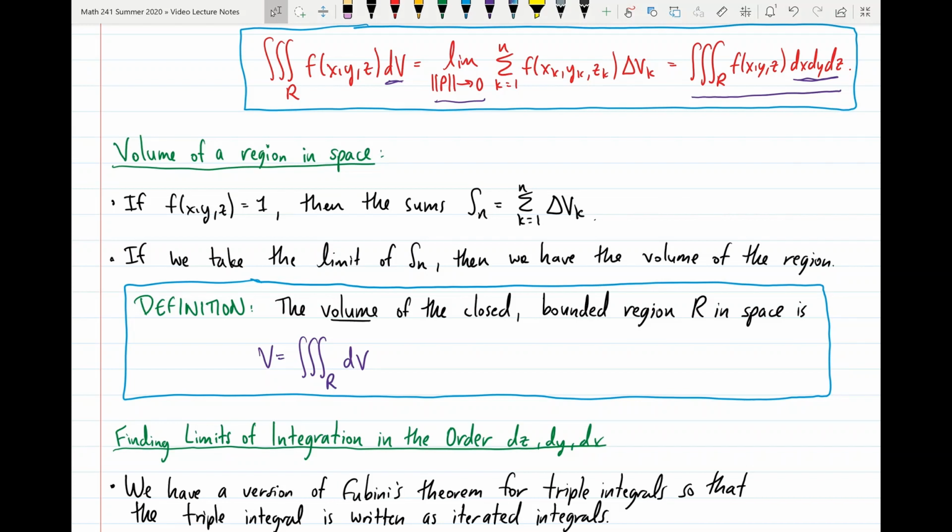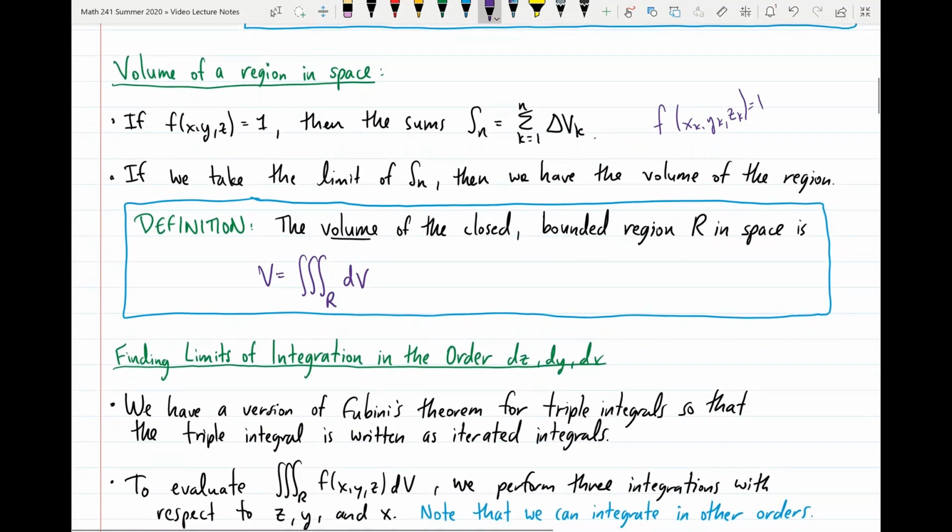So if we let f of x, y, z equal 1, then the sums from above, those Riemann sums, S sub n, are equal to the sum from k equals 1 to n of just the volume this time, because f of x sub k, y sub k, z sub k is always going to equal 1. And of course, as the norm of the partition goes to 0, our sum here is going to get closer and closer to the actual volume of the region. And this is how we define the volume of that region.